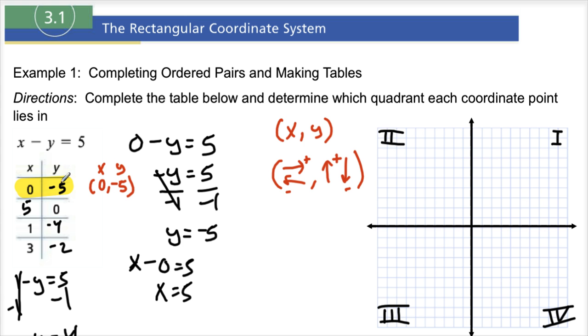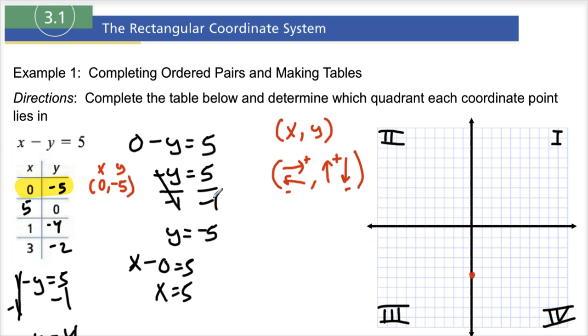Watch this. Let's plot the point 0, -5. So we always start at the origin at 0, 0. So that means I'm going to go left or right 0, but then I'm going to go down 5. You see? Left or right 0, down 5. Starting from the origin, you always start at 0, 0, and go left or right 0, but then down 5. 2, 4, 5. And there we go. So that's that point right there.